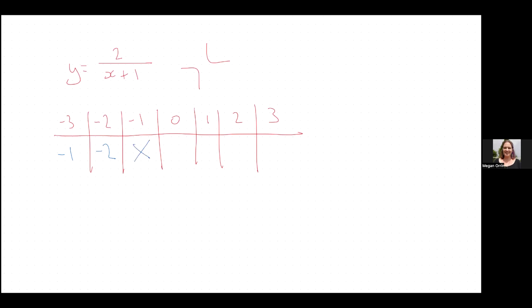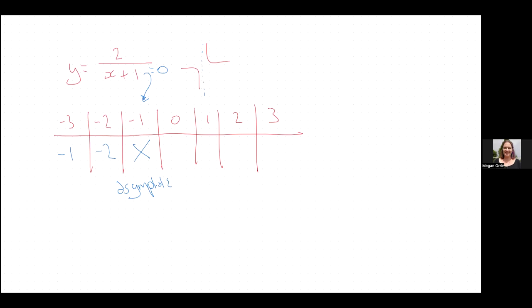So I want you to think about what this graph is. There is a gap in this graph. Isn't this the gap? So when the bottom of the fraction equals 0, that is the asymptote. All right, so x equals -1. That's what this line's going to be here at -1.